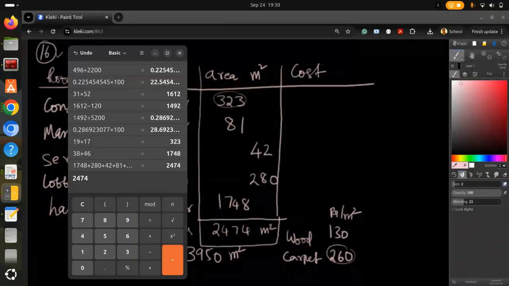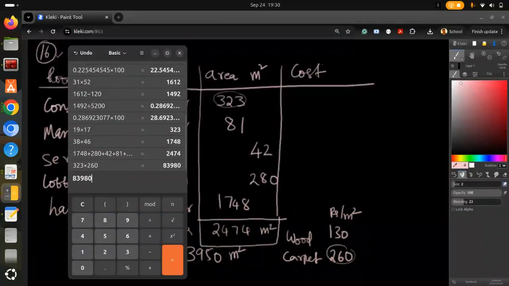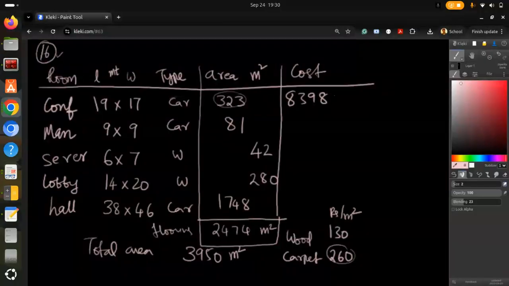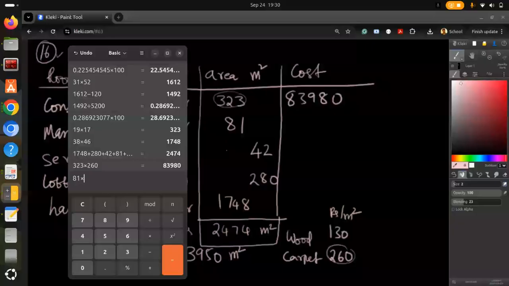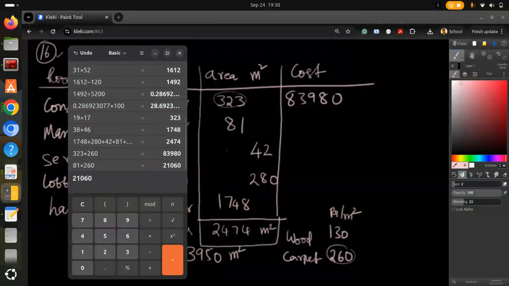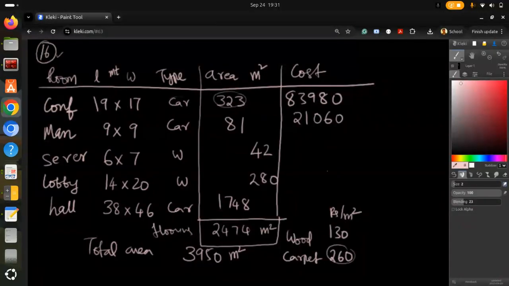323 into 260. So 323 into 260. So that gives me 83980. So let's write it here, 83980. Similarly, this 81. Okay, so 81 into 260. Actually, I should use Excel sheet to do this. That will be much better. But then, because we are trying to understand conceptually and do it in a hands-on way, I am not using Excel. And this is the cost with respect to carpet flooring.